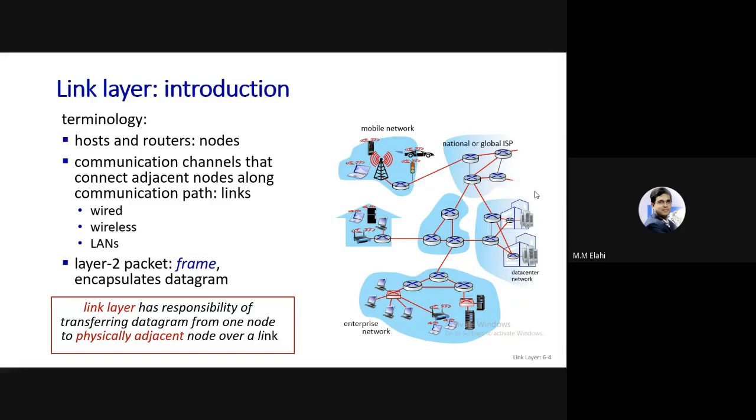Okay, so now what is the function of link layer? What is the responsibility of link layer? To transfer a datagram or packet from one node, not to the destination, to a physically adjacent node over a link. So the scope of a data link layer protocol is to carry one particular packet to the immediate next node. Doesn't matter who is the destination.